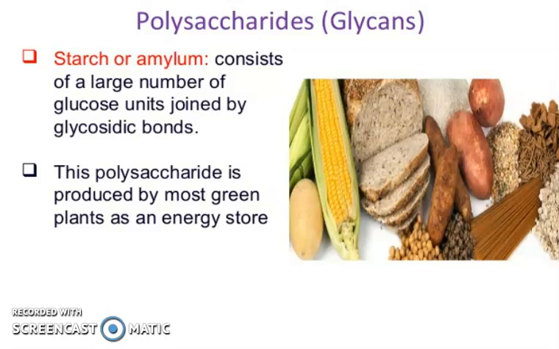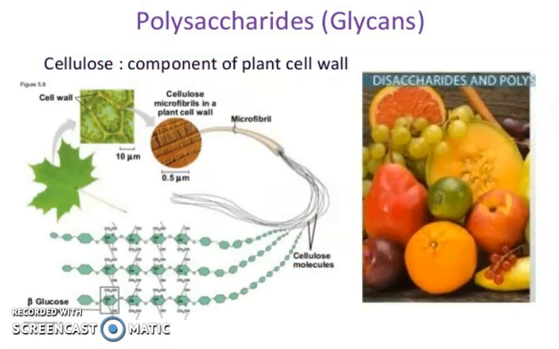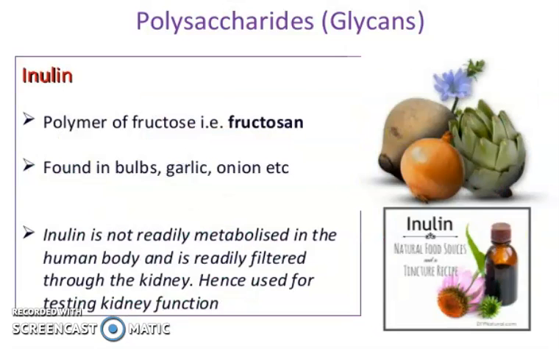Now, starch or amylum consists of a large number of glucose units joined by glycosidic bonds. This polysaccharide is produced by most green plants as an energy store. Now, friends, cellulose is a component of plant cell walls. Inulin is a polymer of fructosan found in bulbs, garlic, onion. Inulin is not readily metabolized in the human body and is readily filtered through the kidney, so it is used for testing kidney function.